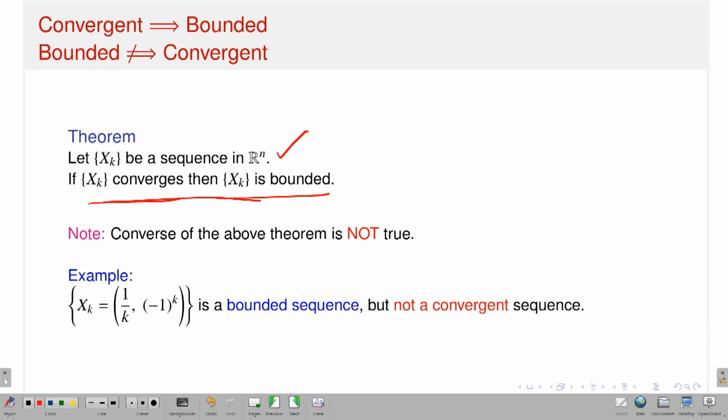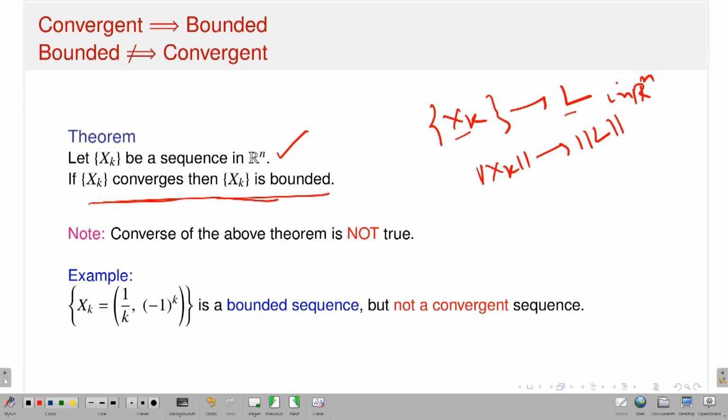If a sequence xk converges, suppose this sequence xk converges to capital L in Rn. Then, if you remember from my last slides, I showed that if capital Xk converges to L, then norm of Xk converges to the norm of L. That kind of thing I have already discussed. So, Xk converges to L implies the sequence norm of Xk converges to norm of L. Now, using that fact, it will be proved that Xk is bounded.